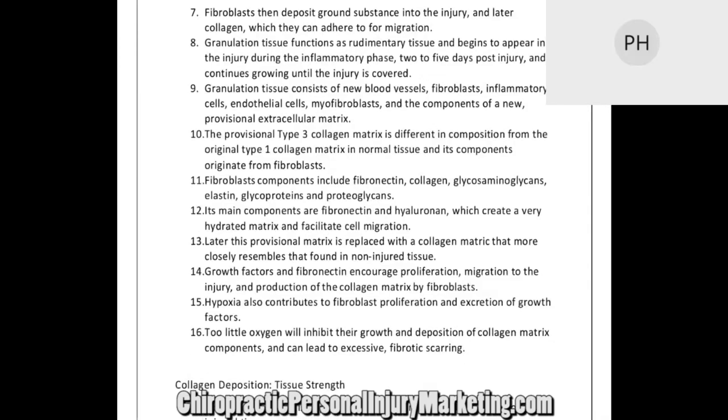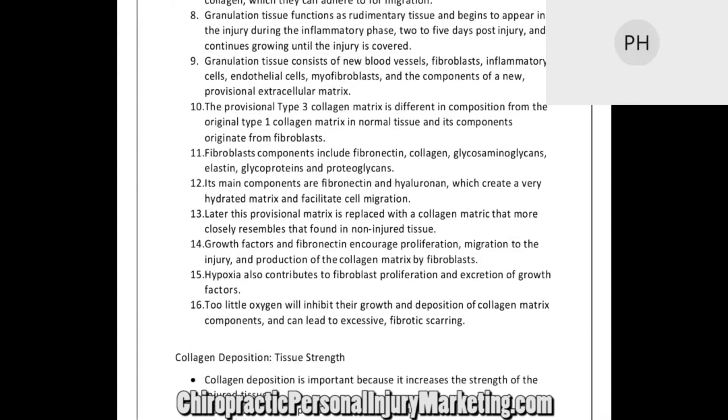Growth factors and fibronectin encourage proliferation, migration to the injury, and production of collagen matrix by fibroblasts. So this is what everybody's trying to control with therapeutics. How is all this being laid down? Hypoxia also contributes to fibroblast proliferation and the excretion of growth factors. Too little oxygen will inhibit their growth and deposition of collagen matrix components and can lead to excessive fibrotic scarring. So that's a lot about the collagen.